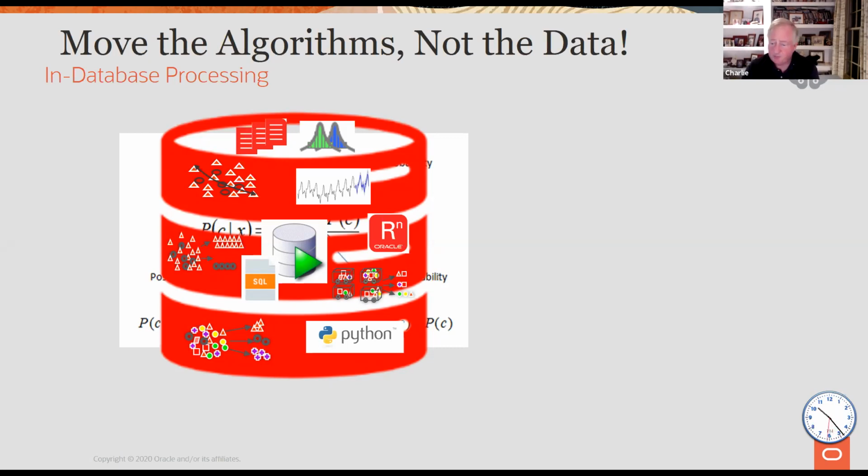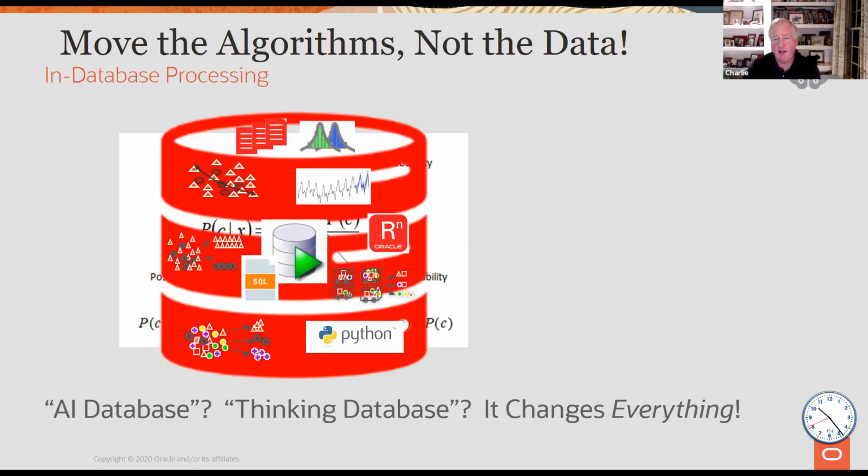And that's what we do. We leverage all the other strengths. So when we do text mining, we use Oracle Text to tokenize all that unstructured data and bring that in as a vector of terms. So it really transforms the database into much more of what you might call an AI database.